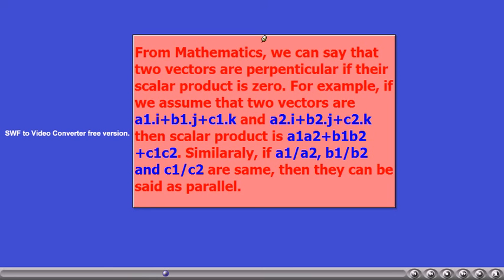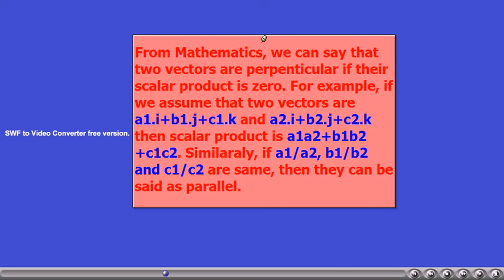We can say that two vectors are perpendicular if their scalar product is 0. For example, if the given two vectors are a1i plus b1j plus c1k and a2i plus b2j plus c2k, then the scalar product of these two vectors becomes a1a2 plus b1b2 plus c1c2. If this value is 0, we can declare these two vectors are perpendicular.